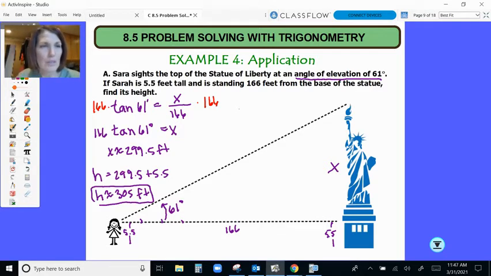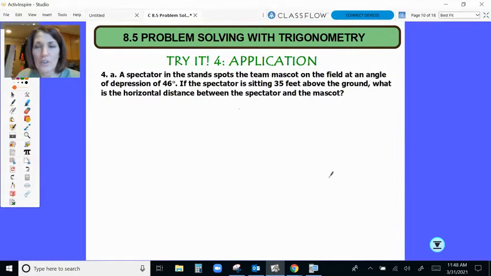Okay, and that's how you set up your application problems. This next one I don't have a picture for, so we're going to have to set it up. A spectator in the stands spots a team mascot on the field at an angle of depression of 46 degrees.